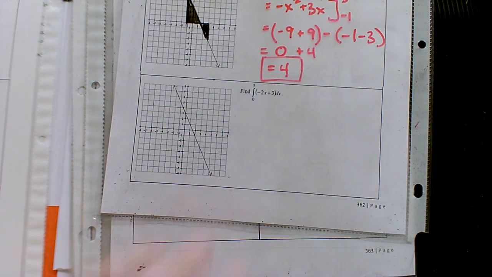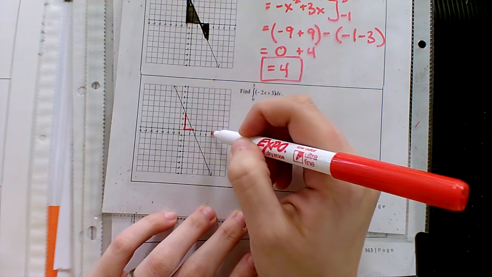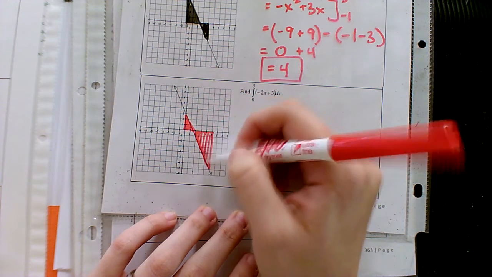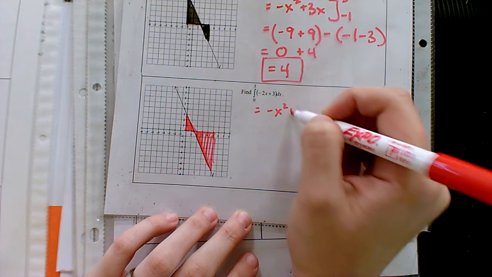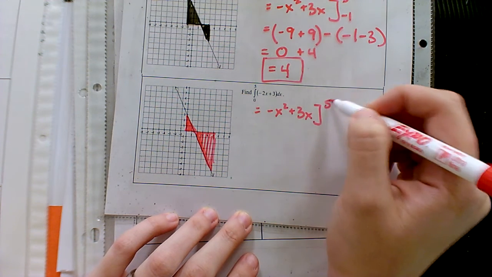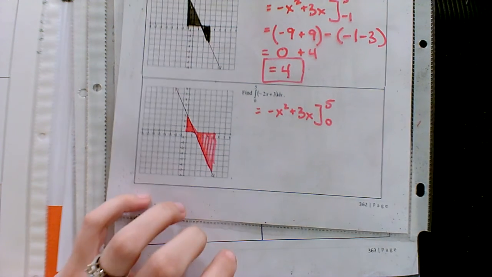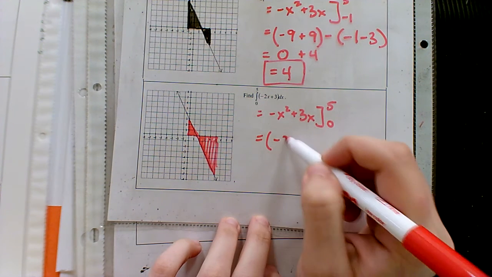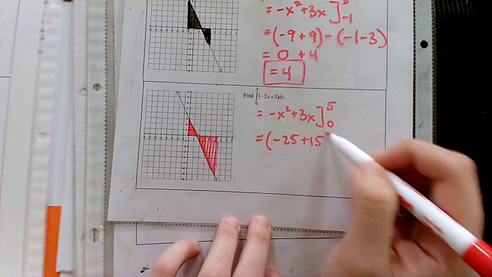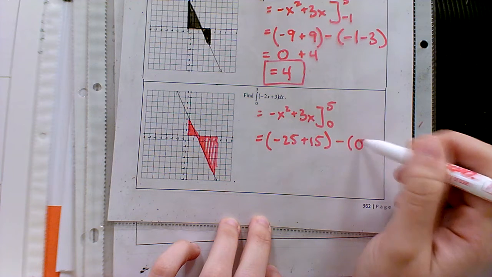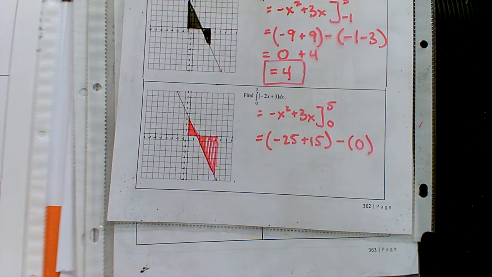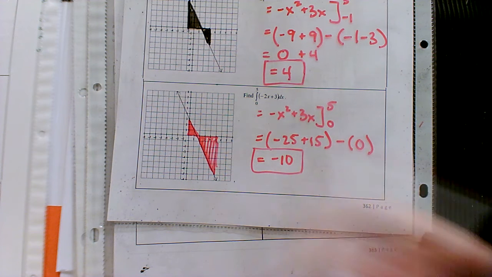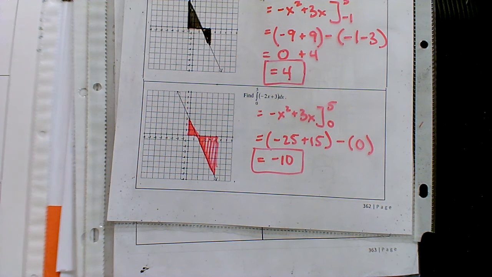All right, our last one, 0 to 5. What should we anticipate? Negative. Okay, so antiderivative, throw in the bracket, top bound first. Negative 25 plus 5, minus the bottom bound when we plug it in. I think we just get 0. So it looks like we get negative 10. All right, negative like we thought.